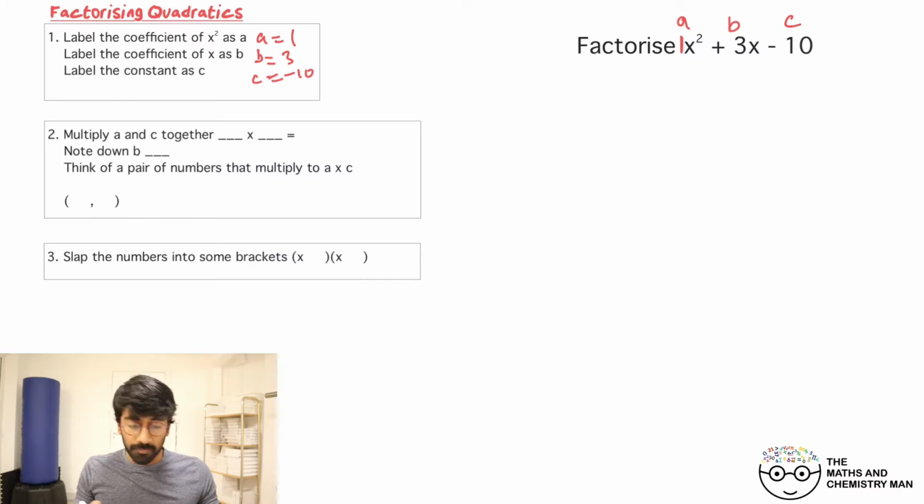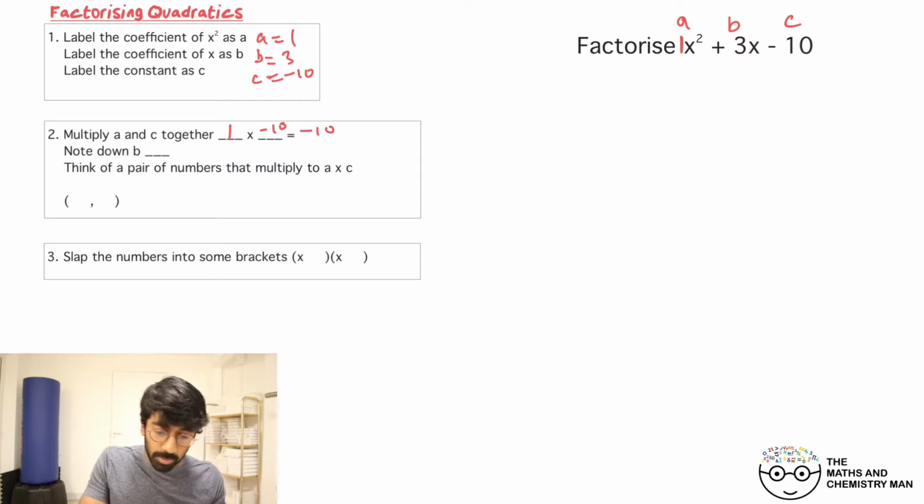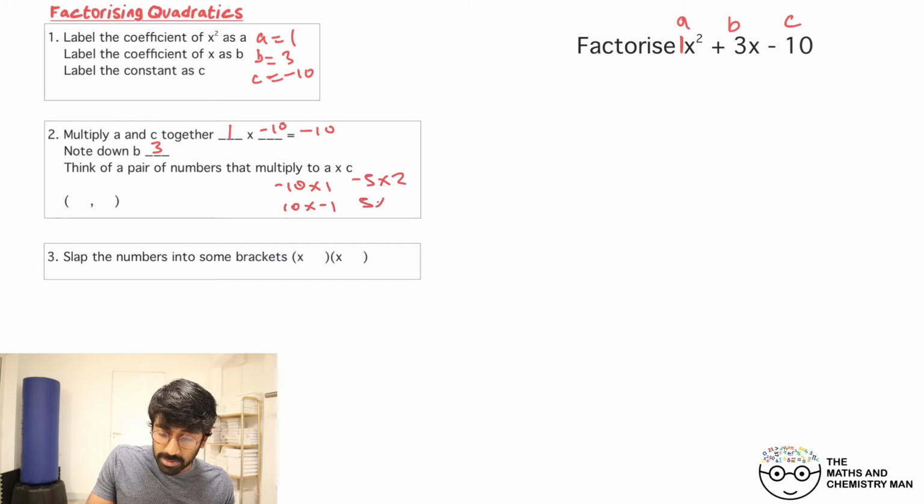Now, what are we going to do? We've got to multiply a and c together. Remember, a was 1, so that's 1 times minus 10, which is just minus 10. Then we note down what b was. B was 3. We're going to think of a pair of numbers that multiply to make a times c. So a times c was minus 10, so start thinking of pairs of numbers that multiply to minus 10. We've got minus 10 times 1, and 10 times minus 1. We can do minus 5 times 2, and 5 times minus 2.